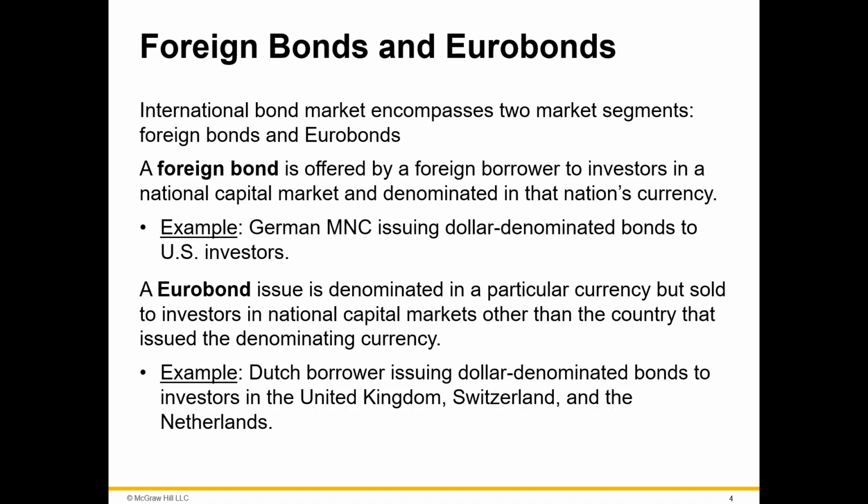That's in contrast to a Eurobond, where the bond is denominated in a currency but sold to investors in national capital markets other than the country that issued the denominating currency, right? So we've got this currency difference. So the example from the slides: a Dutch borrower is issuing dollar-denominated bonds to investors in the UK and some other places, right? So we have a Dutch company, but they're creating these dollar bonds, and so they're collecting, right? So they're paying dollars, and then these companies in the UK and Switzerland are receiving dollars from this bond.